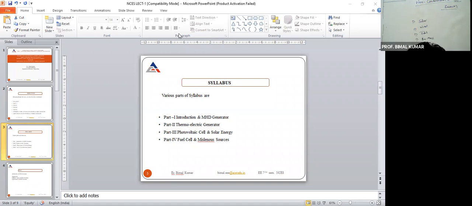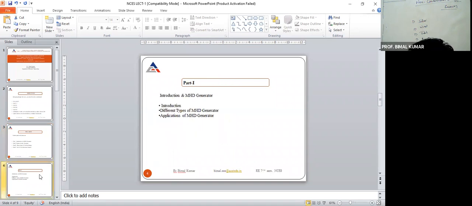Then in part 4, we will discuss fuel cell and some other miscellaneous sources, right? So in part 1, we will study introduction and MHD generator, right? What are the different types of MHD generator?